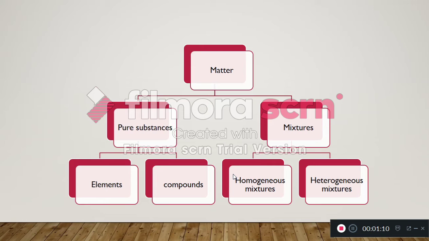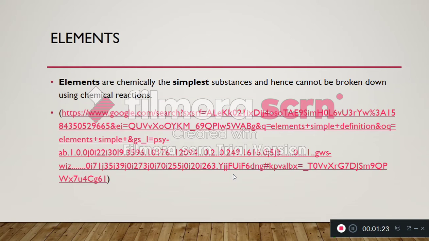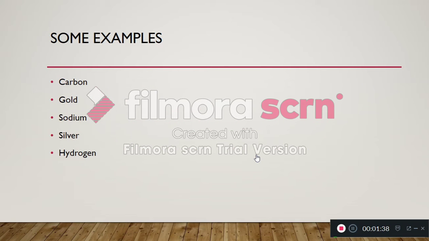As mentioned, pure substances can be divided into elements and compounds. This is a very simple explanation about elements. Elements are chemically the simplest substances and hence cannot be broken down using a chemical reaction. If you want to know more about elements, please use the link given here. Here are some examples of elements.